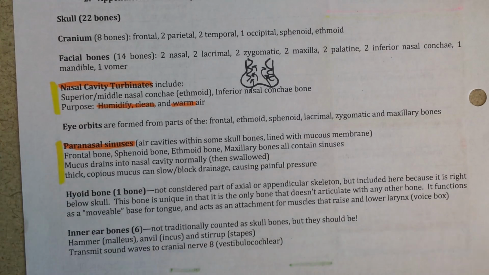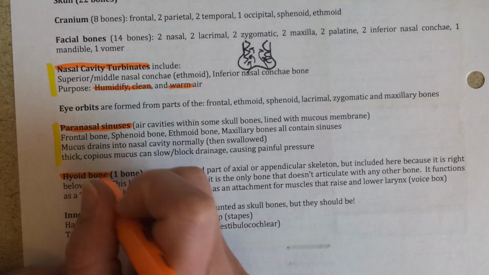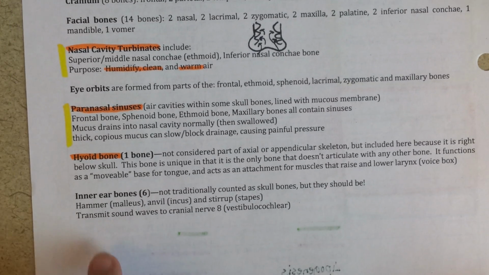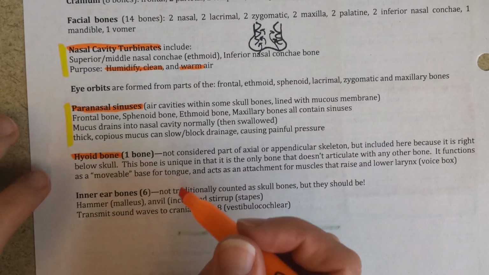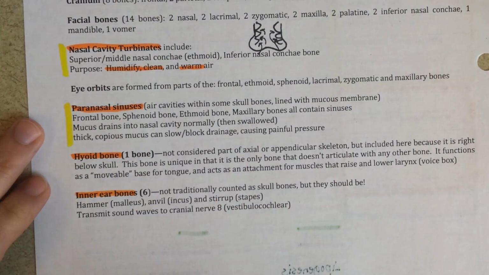Okay, and then the hyoid bone is the only bone in the whole body that doesn't articulate with another bone. That means it's the only bone that doesn't connect to another bone. It's only held in place by muscles and cartilages. And then let's not forget the inner ear bones, the hammer, the anvil, and the stirrup. There are 3 in each ear.